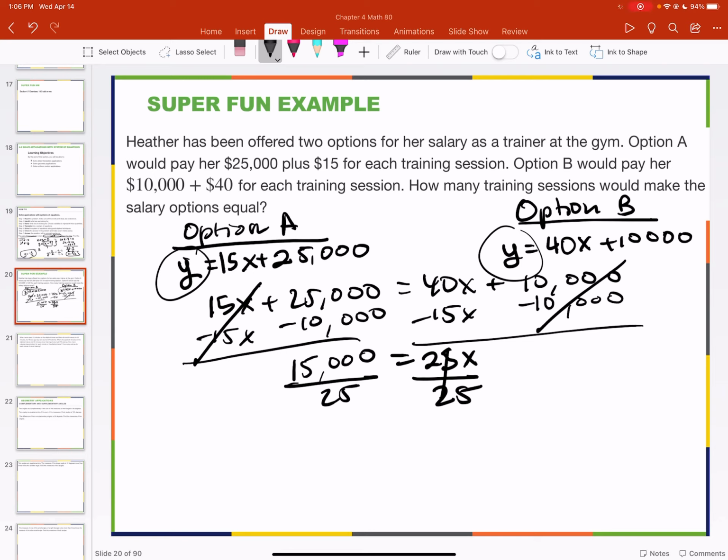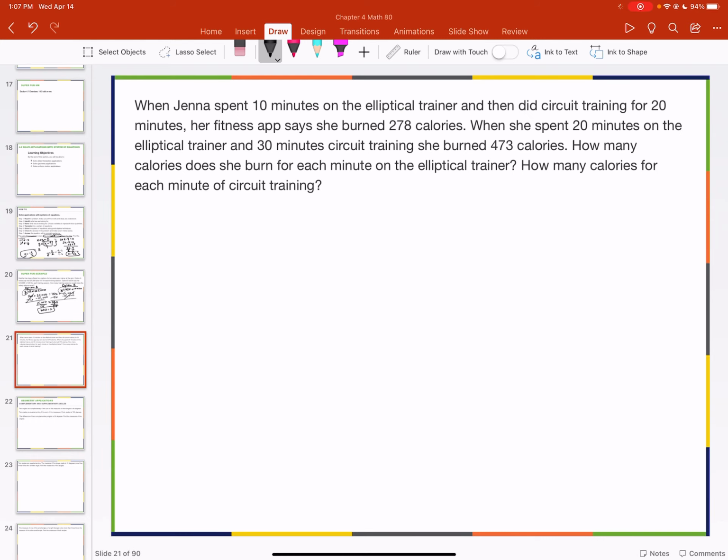Sorry, I put 600. So x is 600. So that's how many training sessions would make the salary options equal. Okay, let's do another one.